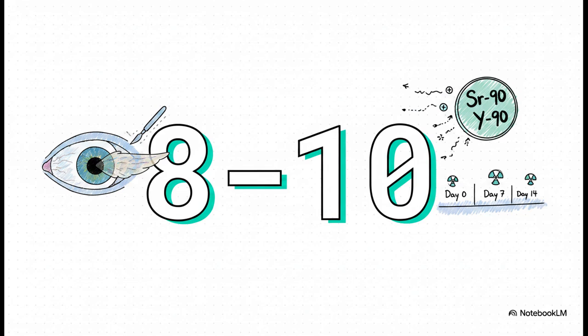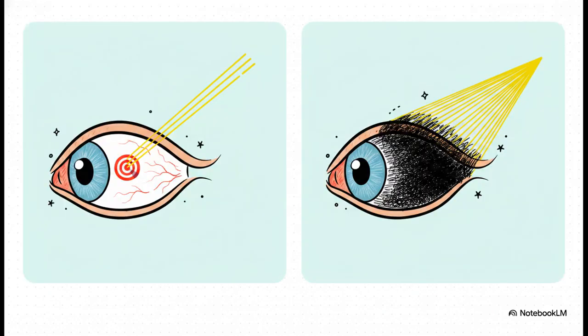Pterygium. It's a benign, wing-shaped fibrovascular growth right on the cornea. Surgery alone has a really frustrating recurrence rate, so adjuvant RT is a huge help. The textbook post-op dose to remember is 8 to 10 gray, but notice how we deliver it. We use strontium-90 or yttrium-90, which are beta emitters, and you give it on a very specific schedule, day 0, 7, and 14 post-op. When you're looking at choroidal hemangiomas, your entire approach hinges on the extent of the disease.